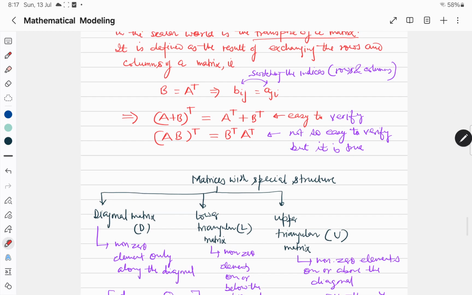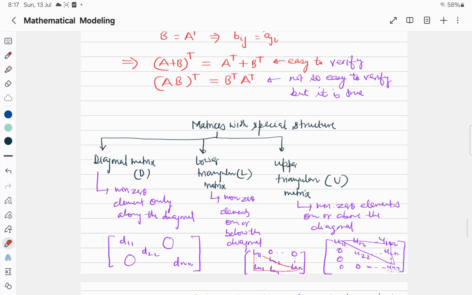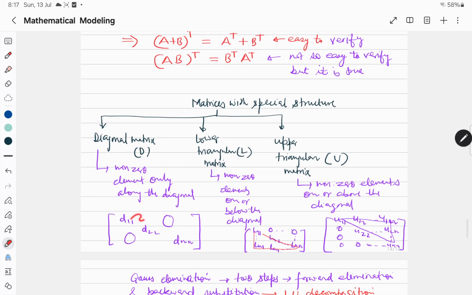So this is all about the matrix operations. Now some matrices have special structures. A diagonal matrix has non-zero elements only along the diagonal, and the rest are zero. In a lower triangular matrix, non-zero elements are on or below the diagonal, and the rest are zero. Similarly, for an upper triangular matrix, non-zero elements are on or above the diagonal, and the rest are zero.